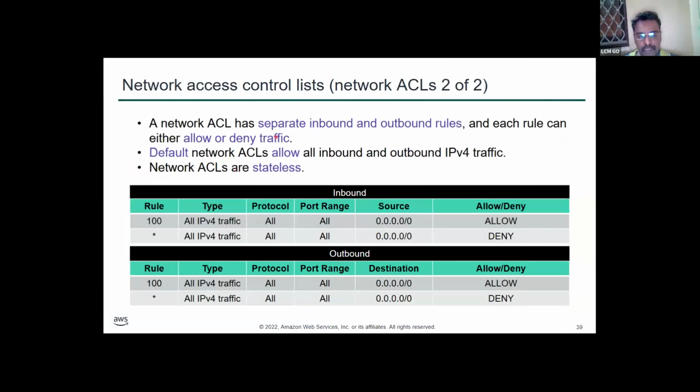Previously, in the security group, we mentioned that we can only give allow rules. We cannot make deny rules, because deny is there by default. But here you can give deny rules and allow rules also. What is the difference here? By default, the network ACL allows all inbound and outbound traffic.